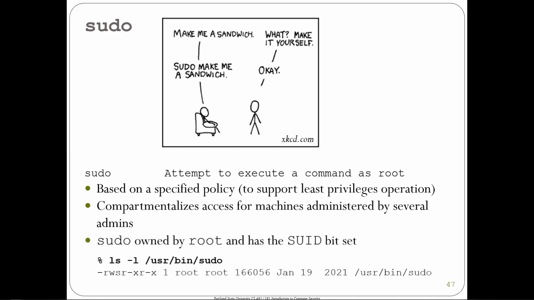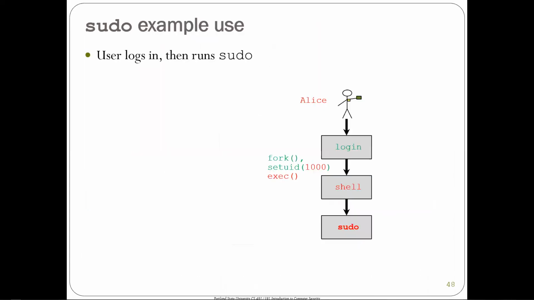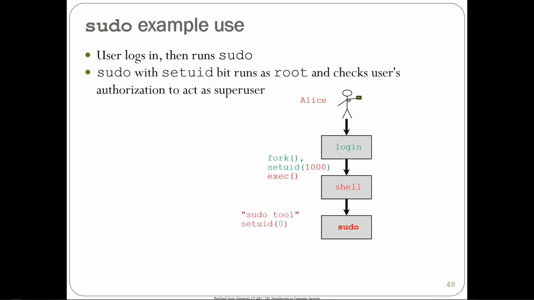If you look at sudo, it's owned by root and has the set UID bit set. So when you are running sudo, you're going to elevate your privileges temporarily as root when you run that command. This is an example of using it. The user logs in and then runs sudo. You say sudo tool. I want to run that tool, but I want the effective UID of me running that tool to be root.